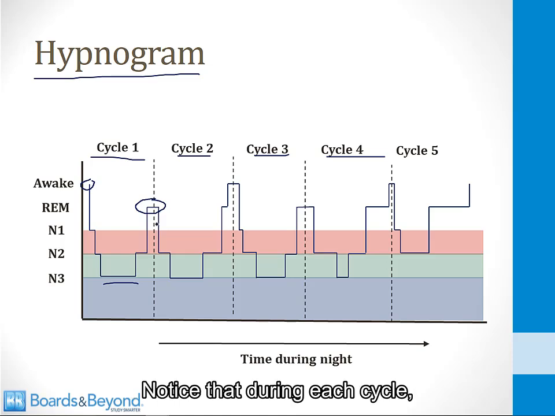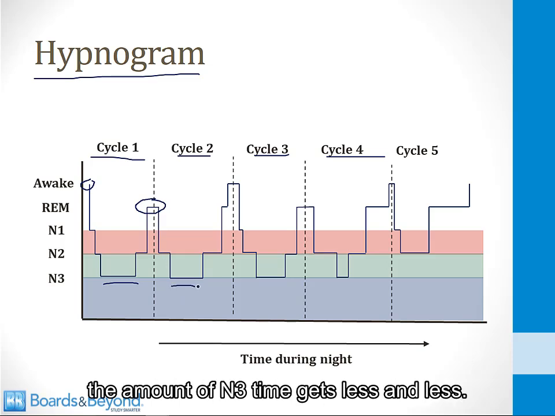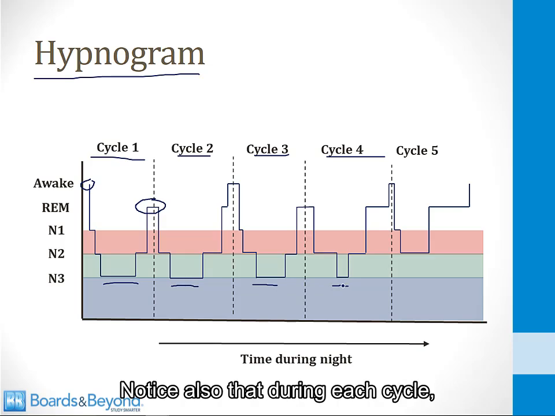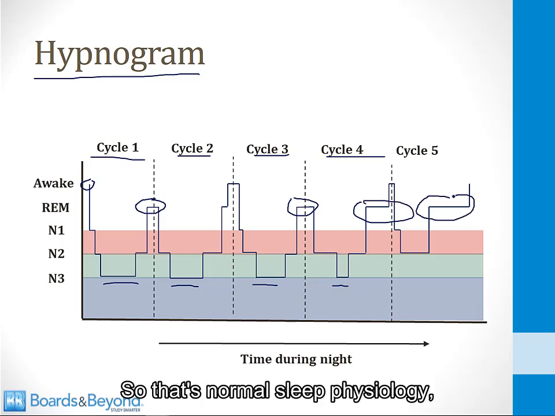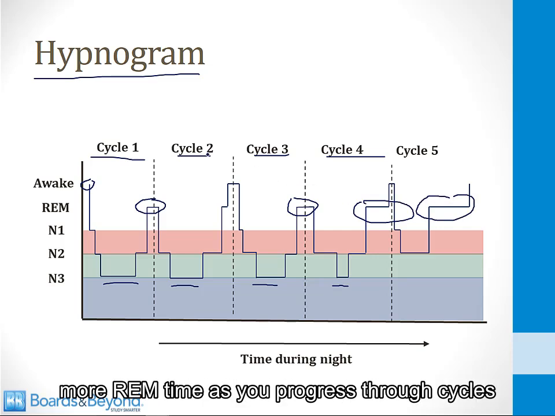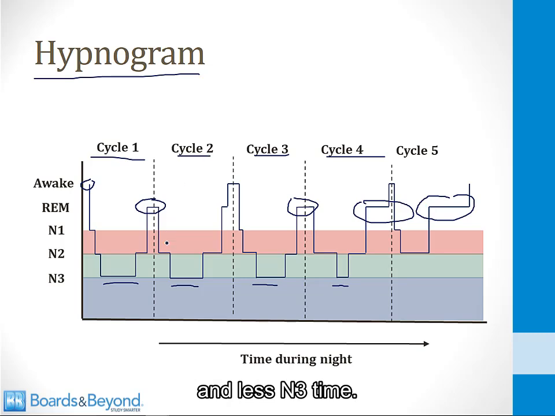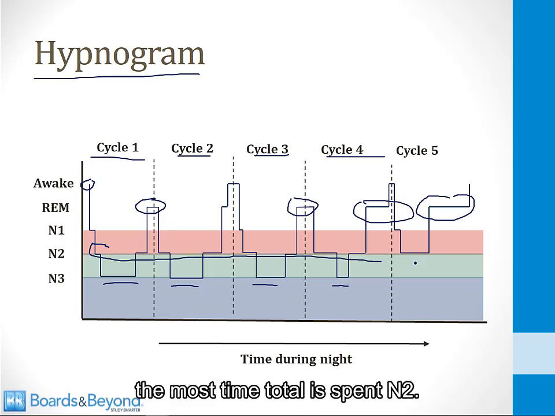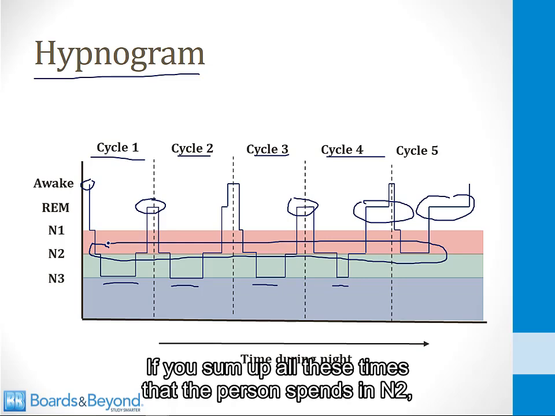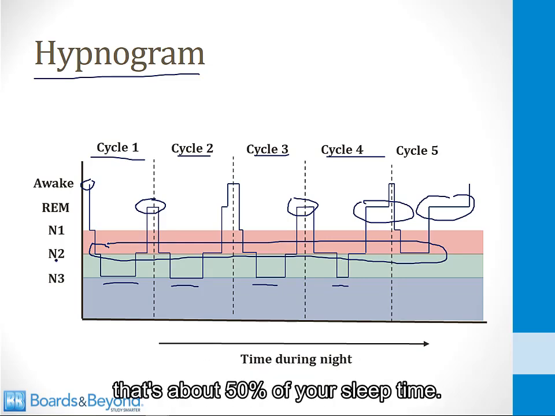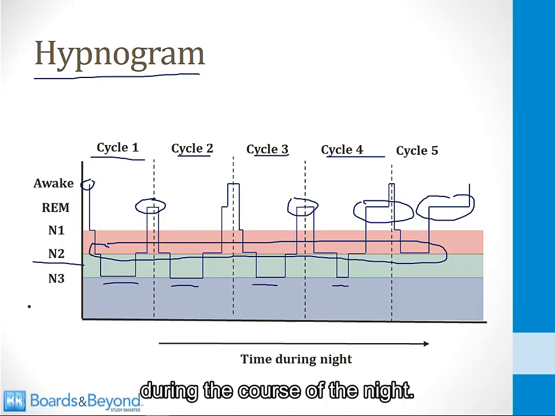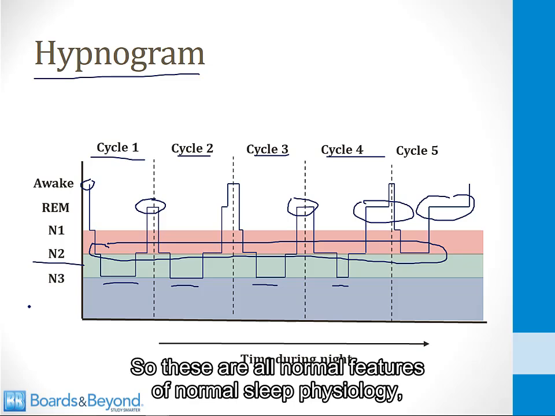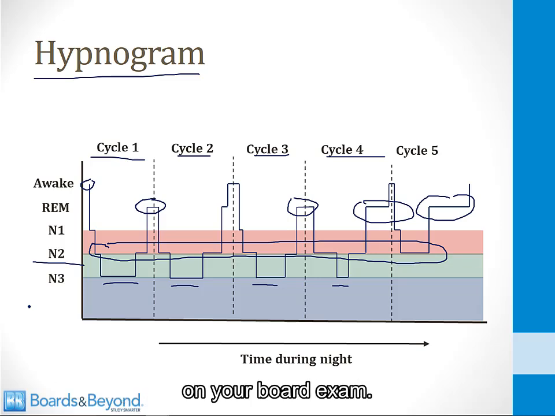The person then goes back through the N stages and has a little bit of REM sleep. Notice that during each cycle, the amount of N3 time gets less and less. Notice also that during each cycle, the amount of REM time gets more and more. So that's normal sleep physiology. More REM time as you progress through cycles and less N3 time. Notice also that among all the stages, the most time total is spent in N2. If you sum up all these times that the person spends in N2, that's about 50% of your sleep time. And that's why, as I told you before, N2 is where you spend the most time during the course of the night. So these are all normal features of normal sleep physiology, but they're the kind of thing they'll ask you about on your board exam.